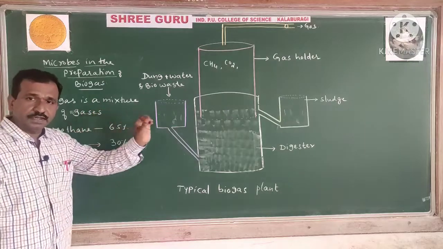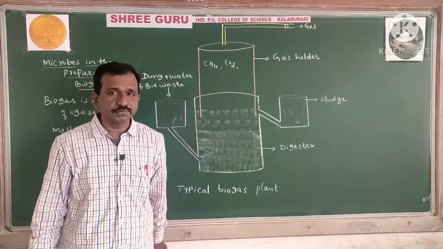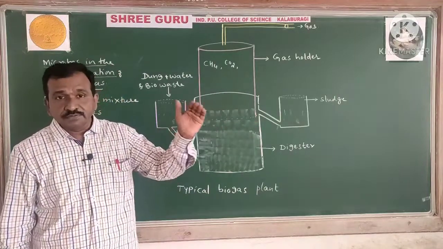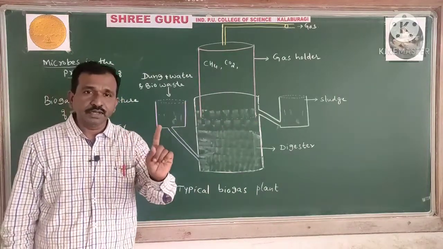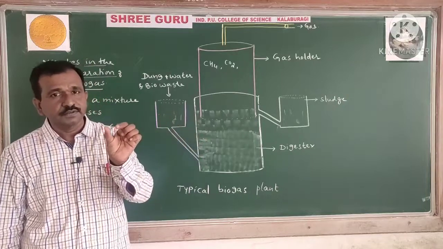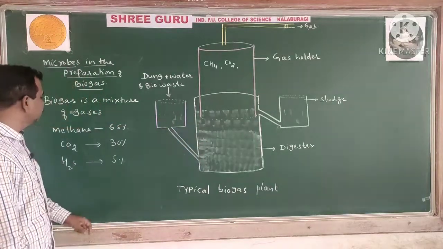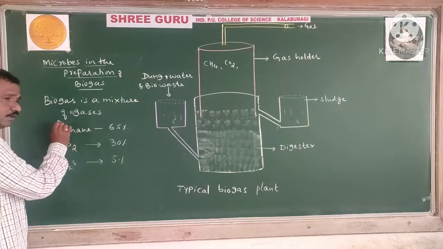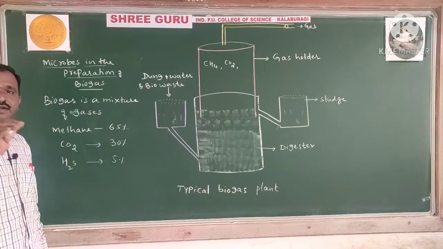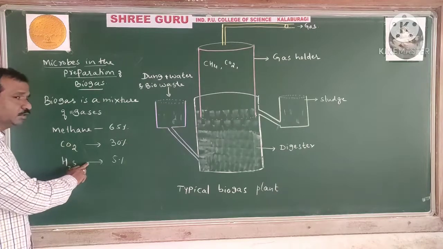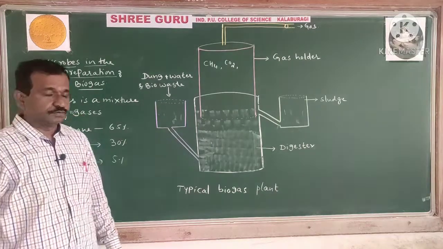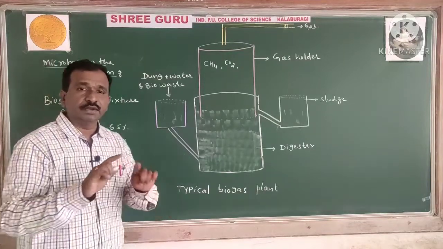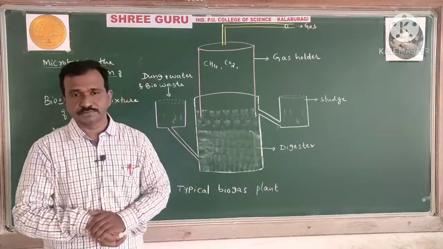Earlier, a question was asked based on this: biogas consists of which gas? All the options were given: methane gas, carbon dioxide, hydrogen sulfide or hydrogen as the third option, and the fourth option is all of these. So the correct answer is all of these. Why? Because biogas is a mixture of gases.